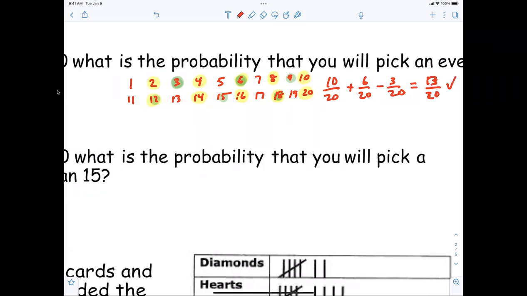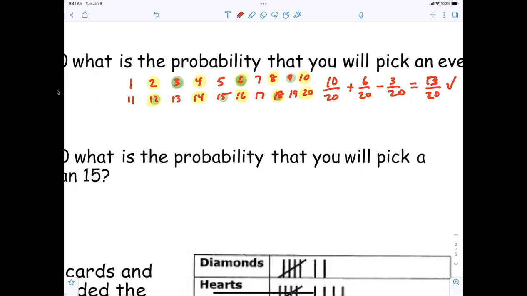Don't celebrate. Miss Vaughn, but it says what? You have a choice. You can either pick an even, or you can pick a multiple of 3. That's what they're telling you. You can pick an even or a multiple of 3.